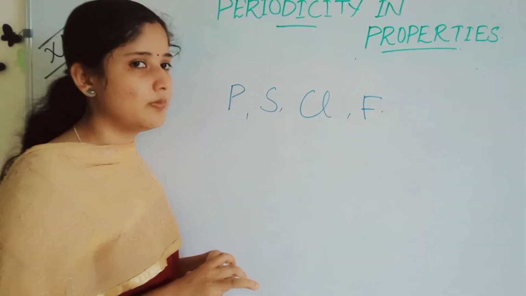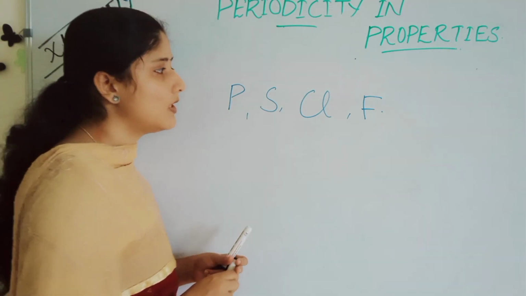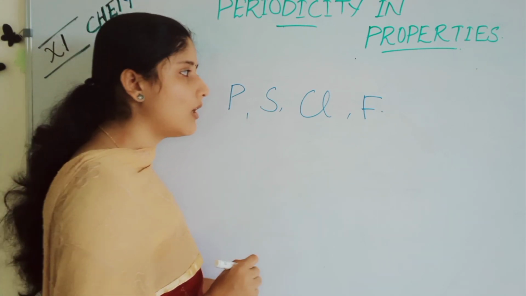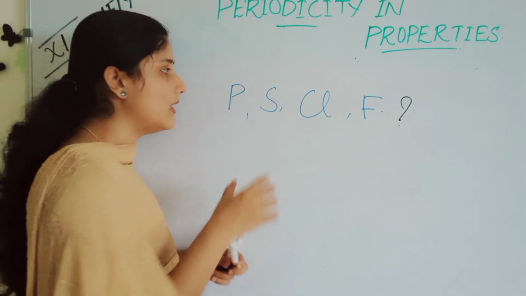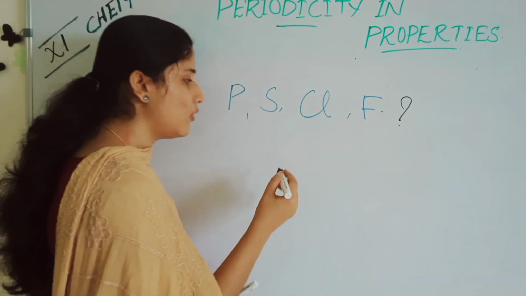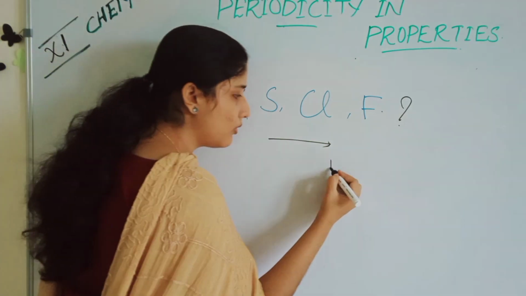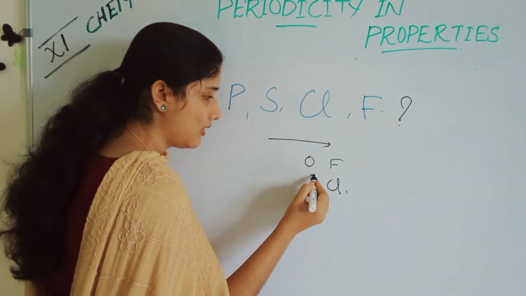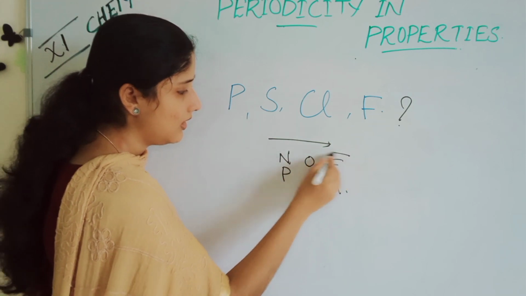Students, look at this question. Among phosphorus, sulfur, chlorine and fluorine, which will have higher electron gain enthalpy and which will have lower electron gain enthalpy? Predict the trend in electron gain enthalpy in these four elements. Like this the question will come. How can we say? We studied that it will become more from left to right. So fluorine and chlorine are here in the periodic table, and oxygen, sulfur, nitrogen, phosphorus. These are the elements that we should consider.